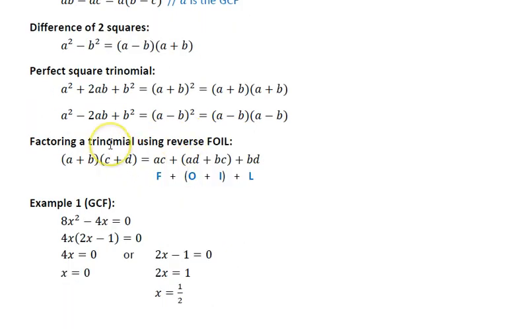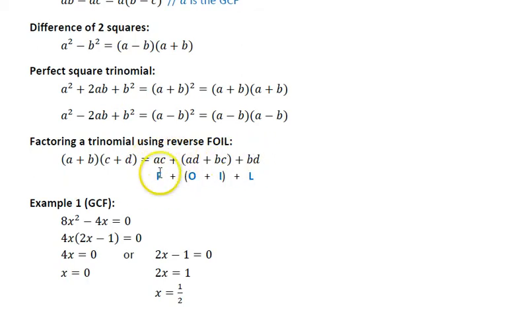We'll also be factoring trinomials using reverse FOIL. FOIL is a shorthand for multiplying 2 binomials together. If we multiply them out fully using distribution, we get a times c plus a times d, and b times c plus b times d. If we group the middle 2, then it shows how we get a trinomial back.